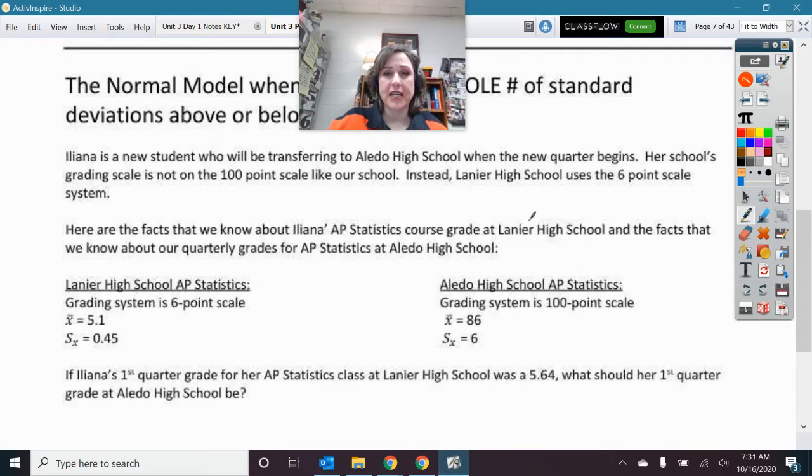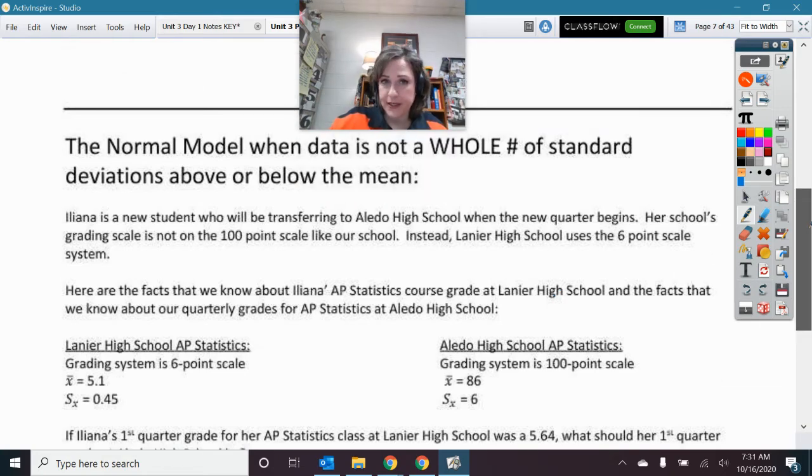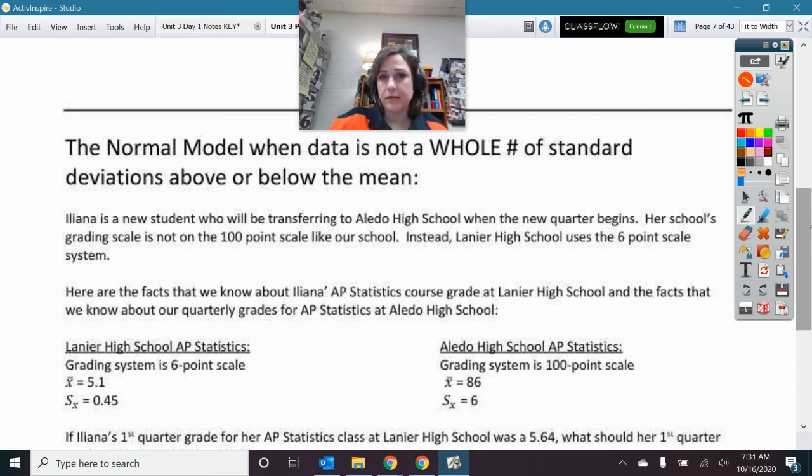Hello, we just finished talking about the normal model, what that is, what that does, and how to calculate areas and observations within whole number standard deviations away from the mean. But we know real world data isn't going to fall on a whole number standard deviation away from the mean very often. So what we want to do is talk about how we handle that situation, how we compute when we don't have whole number standard deviations, and how we find out those types of information. So here we go.